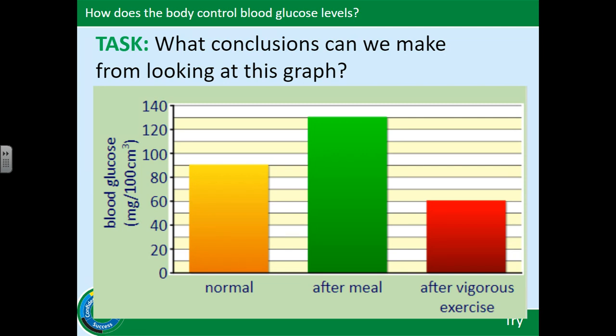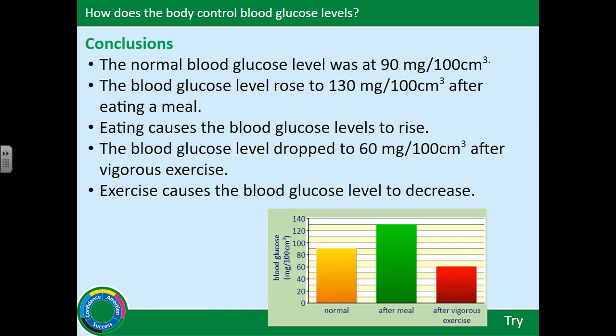Okay, welcome back. Let's see what we can come up with here. If you have a look at the yellow bar, we can see that normally this person's blood glucose level is around 90 milligrams per 100 centimeters cubed of blood. The blood glucose then rises to 130 after eating a meal. So from these first two bars, we can conclude that eating causes the blood glucose levels to rise. The glucose in the blood then drops down to 60 after vigorous exercise, and we can determine by that bar that exercise causes our blood glucose levels to decrease.